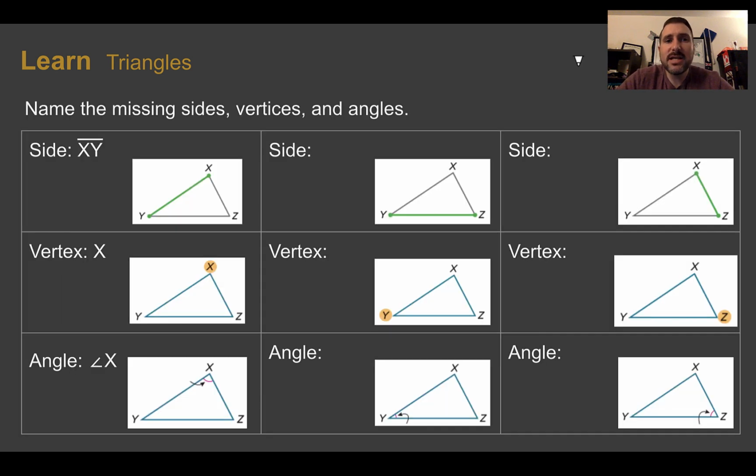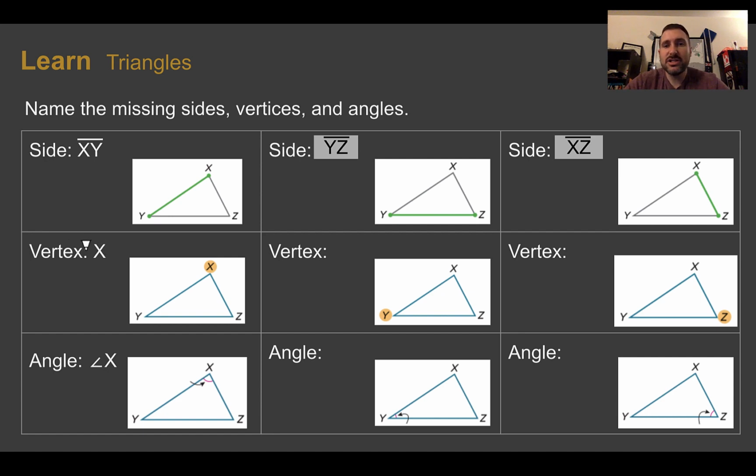So let's name the missing sides, vertices, and angles that are shown in the picture. First, let's do the sides. In green here, they have the side between X and Y, so we call it segment XY. Here we have Y and Z, so because it's the side, we're going to call it segment YZ. And then here between X and Z, I have segment XZ. In general, we're going to put them in alphabetical order.